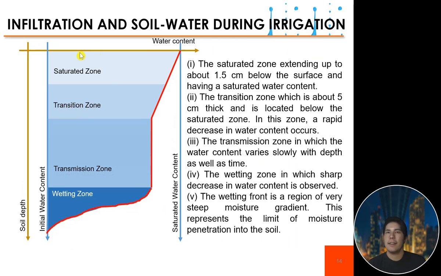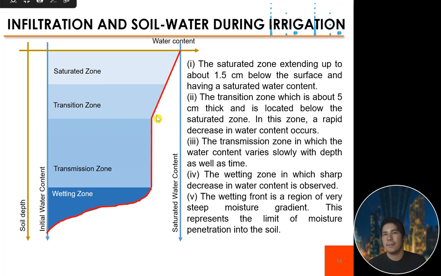So, bali dito sa saturated zone, extending up to about 1.5 centimeters below the surface and having a saturated water content. The transition zone, which is about 5 centimeters thick, is located below the saturated zone. So in this zone, a rapid decrease in water content occurs, and the transmission zone in which the water content continues slowly with depth as well as time, and the wetting zone in which the sharp decrease in water content is observed. No? So makikita mo man dito, no?